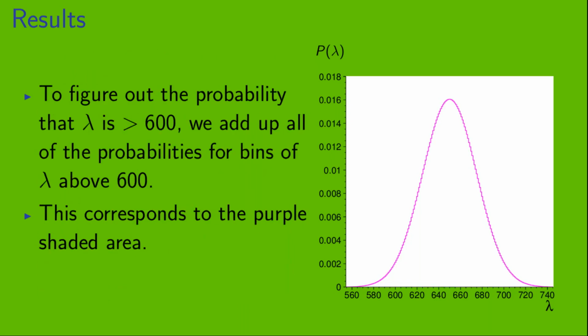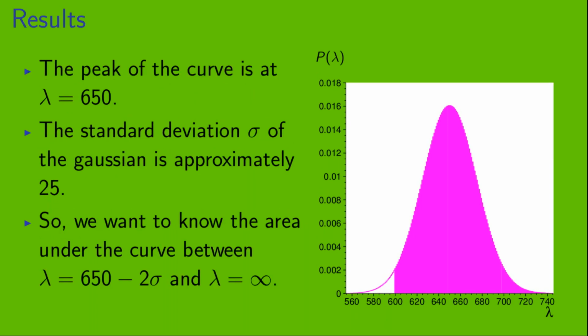Now, to figure out the probability that lambda is greater than 600, we add up all of the probabilities for bins of lambda above 600. This corresponds to the purple shaded area. Now, the peak of the curve is at lambda equals 650. The standard deviation sigma of the Gaussian is approximately 25. So we want to know the area under the curve between lambda equals 650 minus 2 sigma and lambda equals infinity.